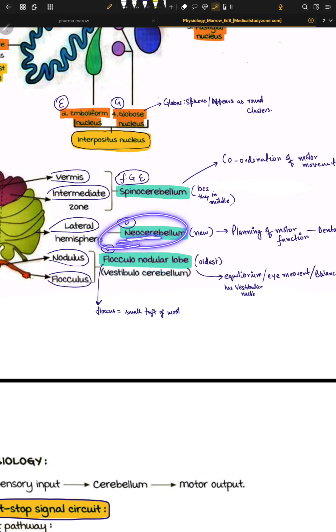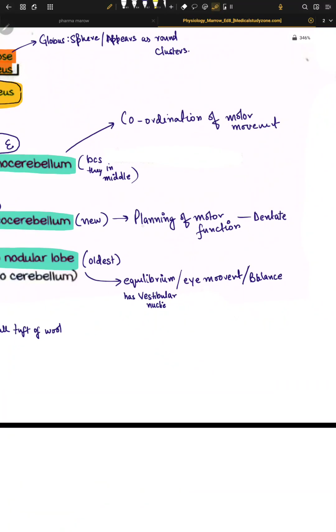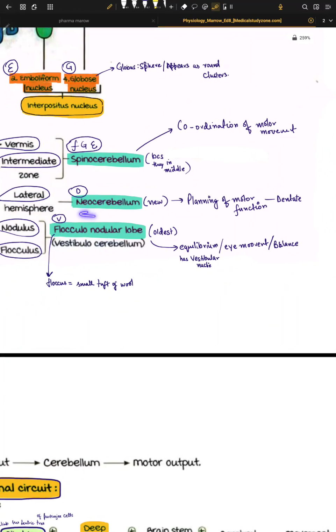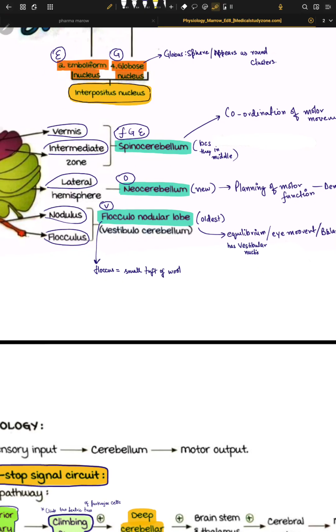It means it's newly formed. It's called neocerebellum. They are used for planning of motor functions. And dentate planning means it has to be connected with the cortical portion of your brain. So it's neocerebellum. It's really fast, really vascularized, really myelinated.